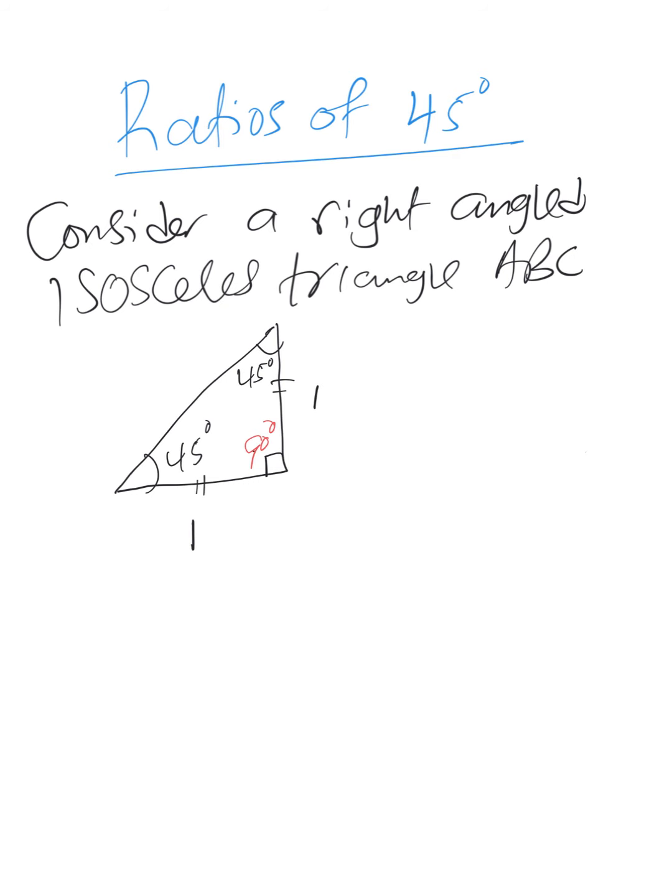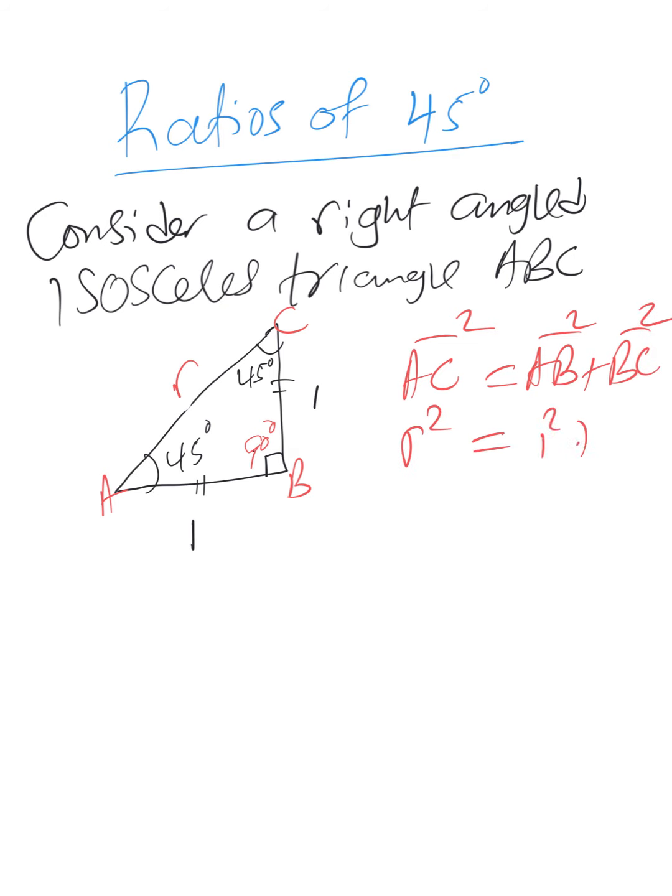So how do we get the ratios? Okay, we need to find the hypotenuse. The hypotenuse, let's call it R, and use Pythagoras Theorem. This is A, this is B, this is C, okay? So AC squared is equal to AB squared plus BC squared. And this is R squared is equal to 1 squared plus 1 squared. But 1 squared is 1, so R is the square root of 2, okay? So we can now start reading off.